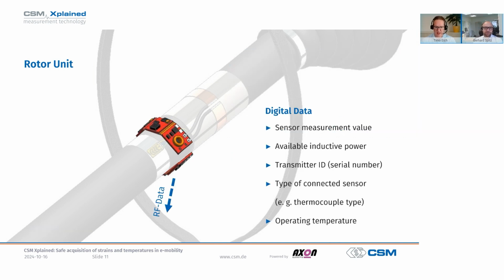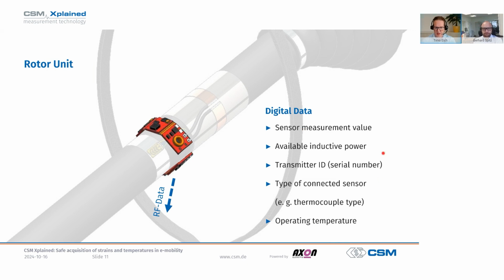So on the rotor unit, we have an RF data transmission. We measure the analog signal, in that case from the strain gauge, and right after the signal conditioning, we already get digital. So everything is calculated by a small CPU unit on the rotor unit, and it's transmitted digitally, which makes it even more safe and reliable in data transmission.